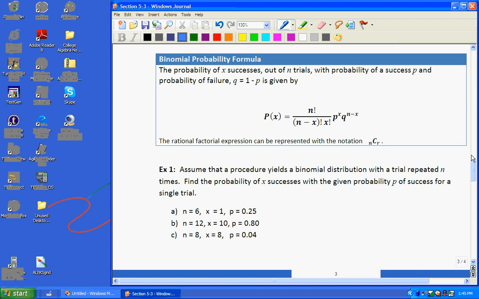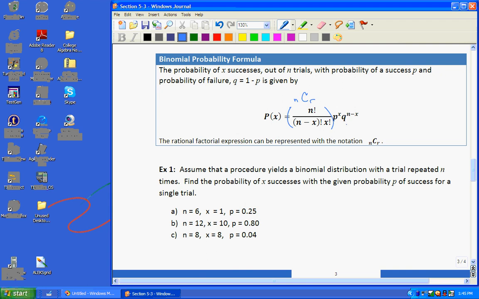Now don't let this be too intimidating. This part here, n factorial over n minus x factorial times x factorial, that's just your nCr. And if you prefer to write it that way, that's perfectly okay. That's your combination portion of the binomial formula. Then here you have p to the x. Well, this is the probability of a success raised to the number of successes we have. So, like in our example, we had 2 kids, so we had 0.2 raised to the second power.